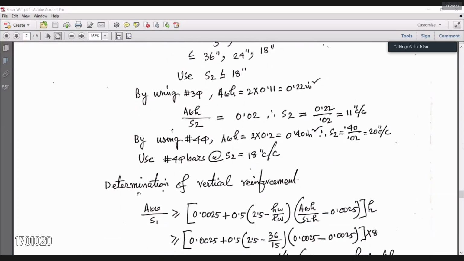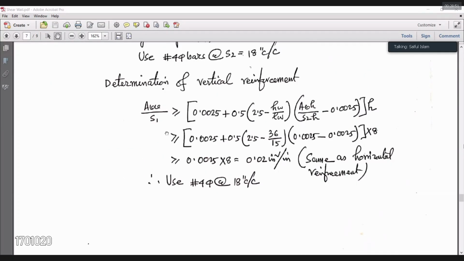So ultimately, of these two options, they have used number 4 bar. Your option: if you are using number 3 bar, then your spacing is 11 inch, and now they have used number 4 bar at the rate of 18 inch center to center spacing in 2 layers. So you have got the shear steel in the horizontal direction.